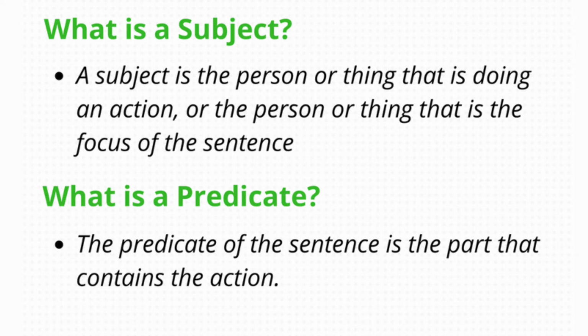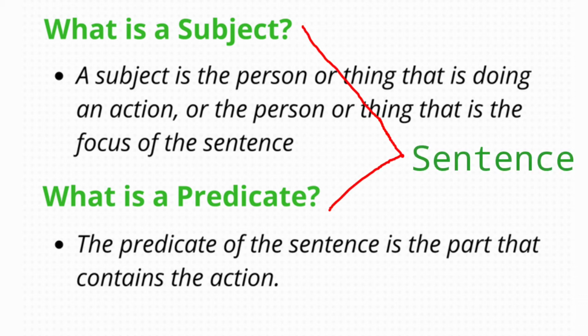Now comes to predicate. What is a predicate? Means the predicate of the sentence is the part that contains the action. It means कि जो सेंटेंस के अंदर जो भी पार्ट होता है जो कि एक्शन कर रहा होता है वो सारा हमारा predicate होता है. And when we combine subject and predicate, it makes a sentence.